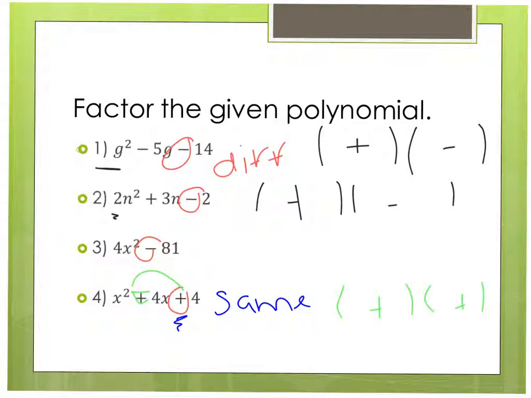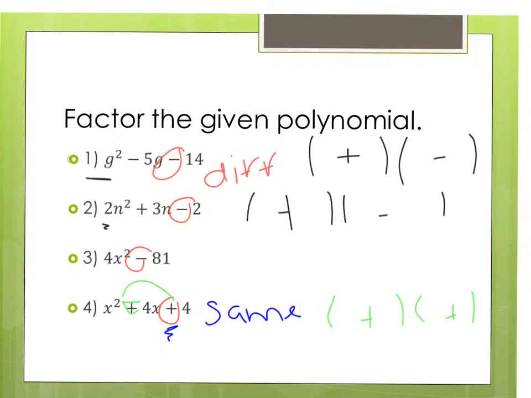Now in number 3, what we have is the difference of 2 squares. So what that means is every term in this binomial is a perfect square. 4 is a perfect square, x squared is a perfect square, and 81 is a perfect square. So what we have to do is we can just go ahead and write our parentheses down.